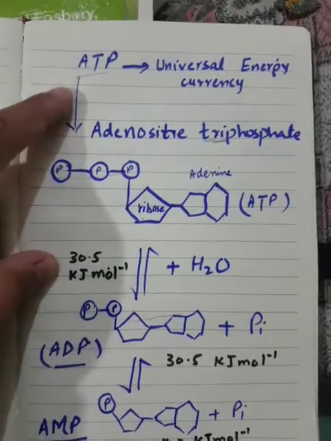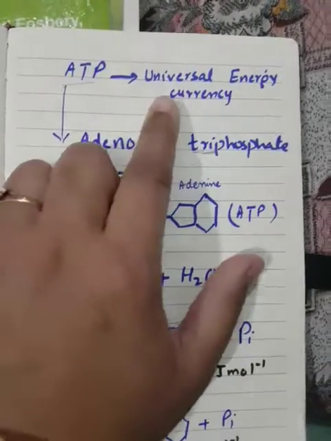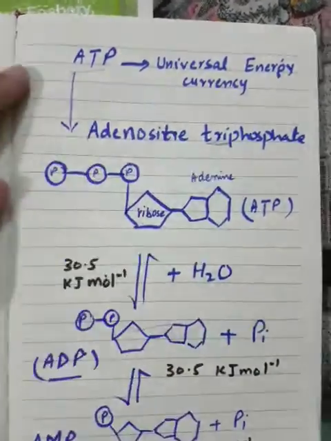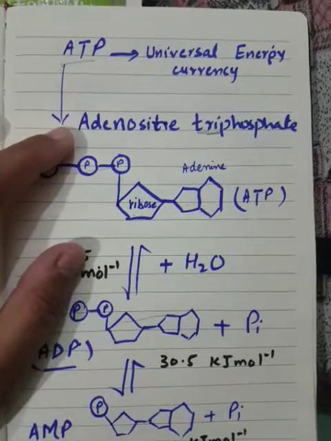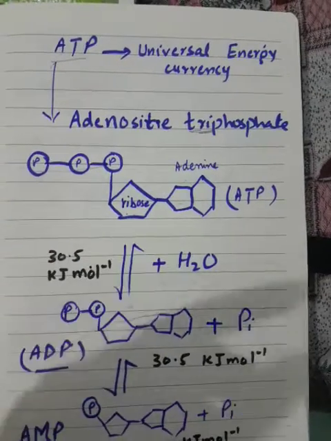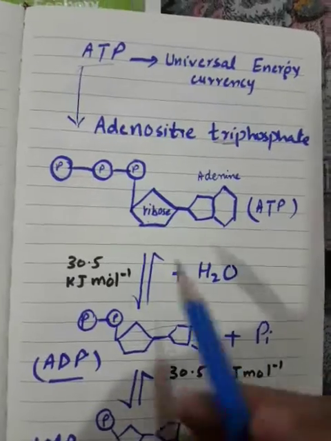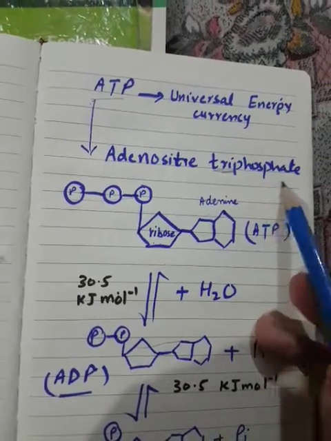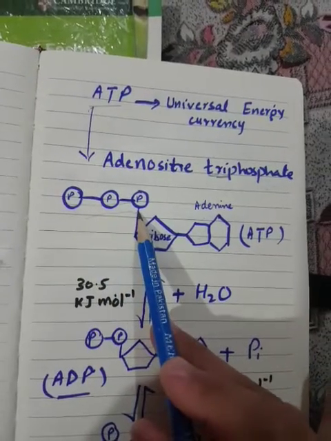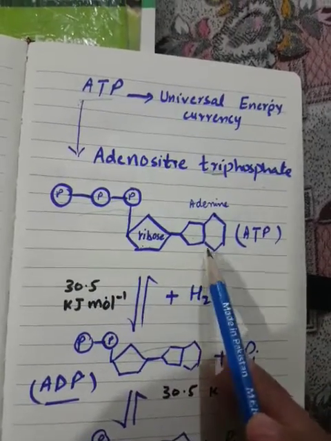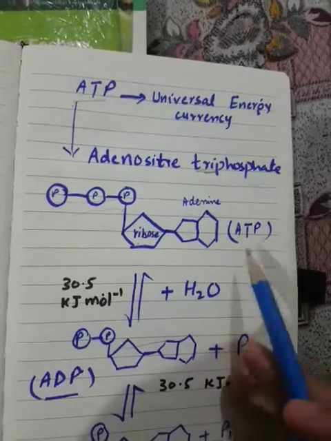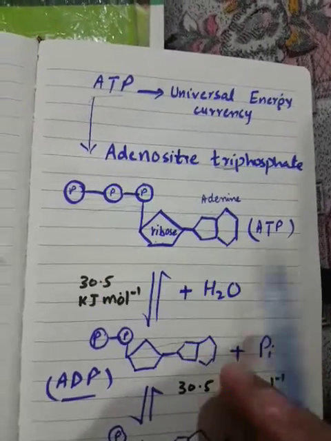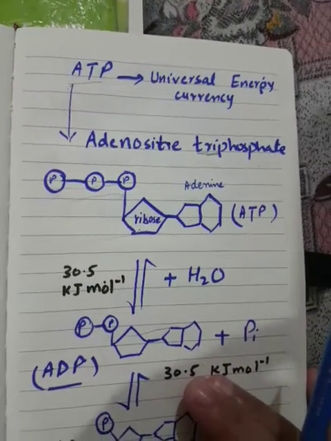And what is ATP? It is this little energy packet, or you can say universal energy currency. The full form of ATP is adenosine triphosphate. Now, adenosine triphosphate, what is it? Tri means 3, phosphate means phosphate. There are 3 phosphate molecules over here. There's a ribose sugar, and then we have a purine base called adenine. So this is an entire molecule of ATP.